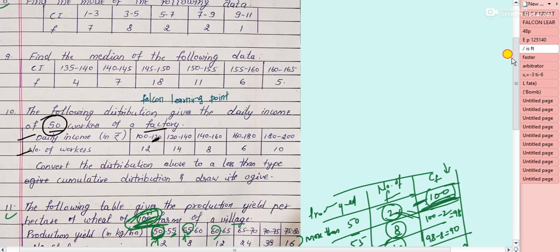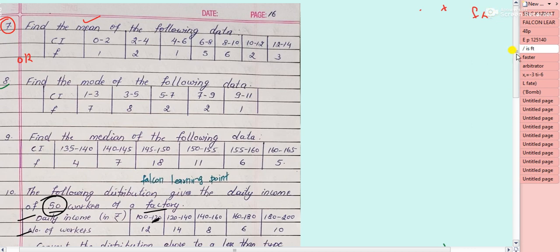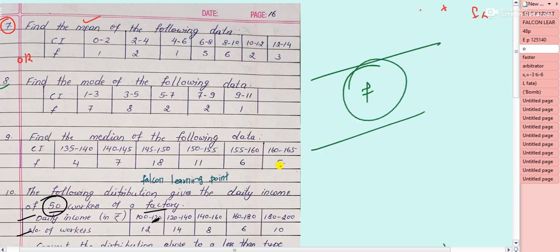So with this we have completed the statistics portion. If you practice these questions properly and understand the concept, you are definitely going to score 7 marks. Thank me later once your exam is done.